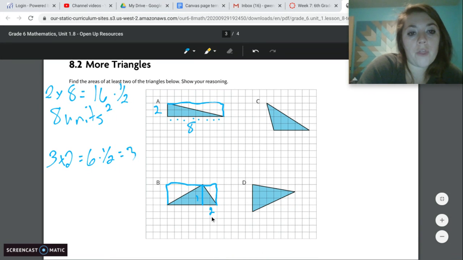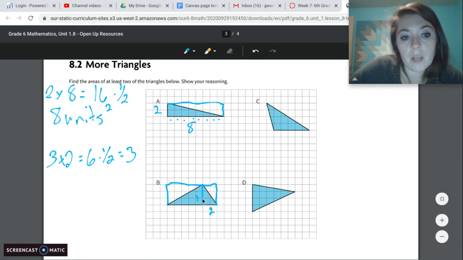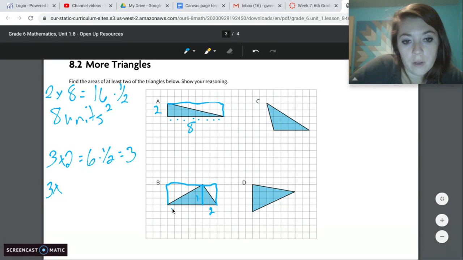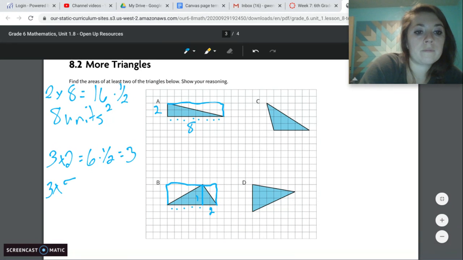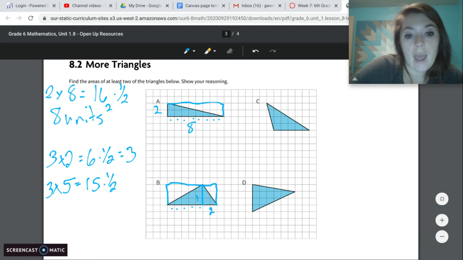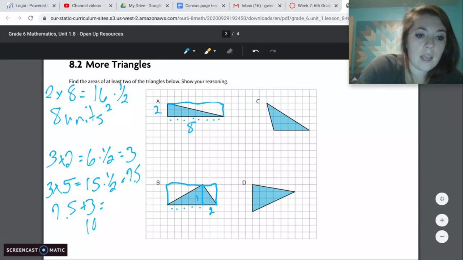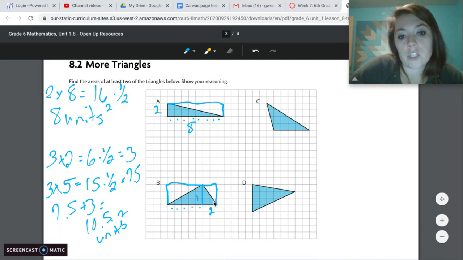So we get 3. And then for this one, we also have a height of 3, but we're multiplying it by a base of 1, 2, 3, 4, 5. So we end up with 15, which we multiply by half, because once again, that's only half of this full rectangle. And so we end up with 7.5. So now we take 7.5 and we add 3 to it to get 10.5 units squared for the original shaded triangle.